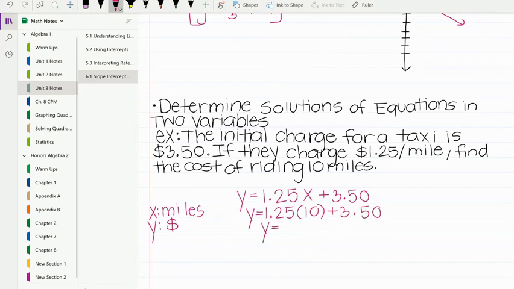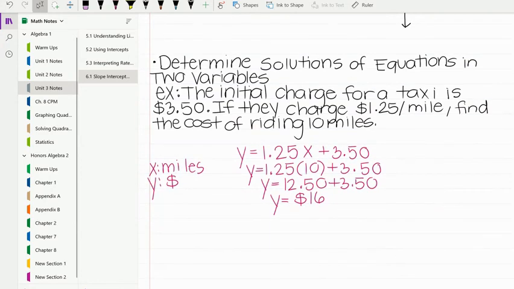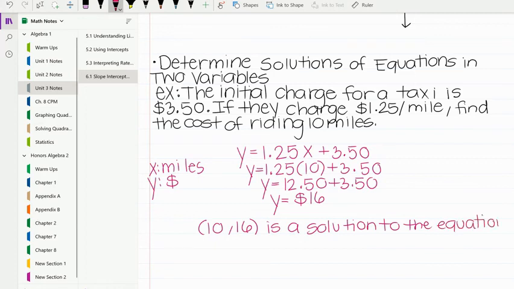So this would be $12.50 plus $3.50. So how we can think of that is $12 plus $3, which is 15, and then plus both of those 50 cents would be 16. So really what this means is the point (10, 16) is a solution to the equation. Okay. So that just about covers everything for slope-intercept form.